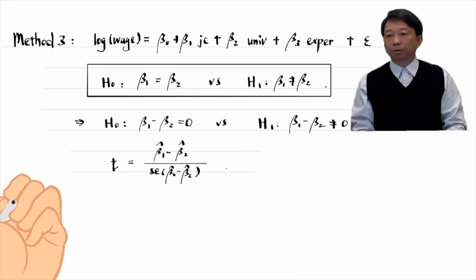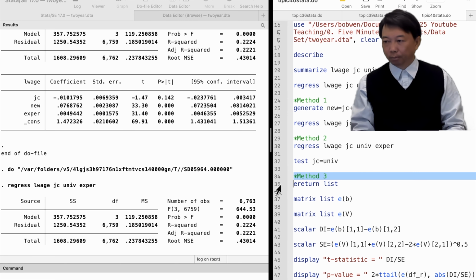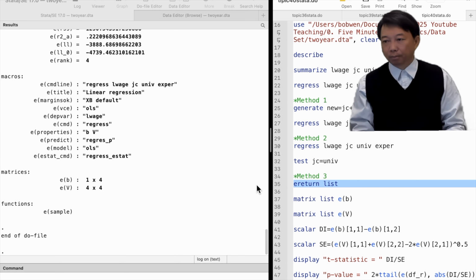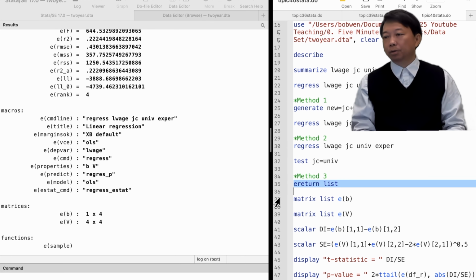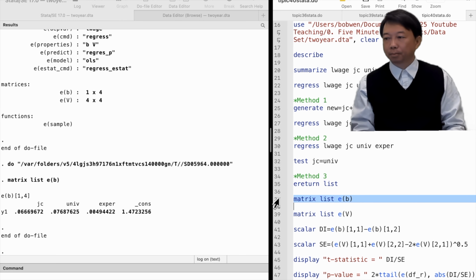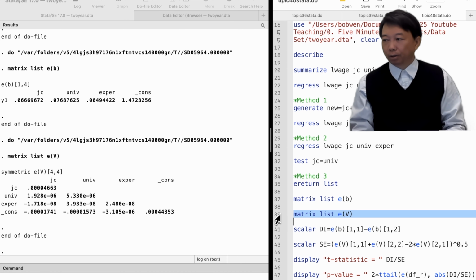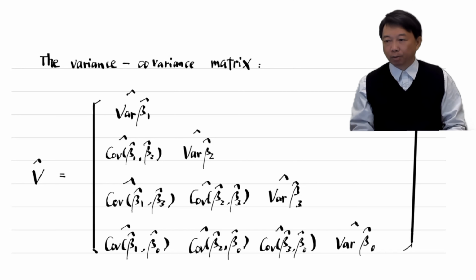The third method is to compute the t-statistic manually. After we regress the original model, we obtain the OLS estimates and their variance-covariance matrix. We can use the ereturn list and matrix list commands to take a look at the values. The variance-covariance matrix is a symmetric 4x4 matrix that contains the variance of the estimates and the covariance between the estimates.